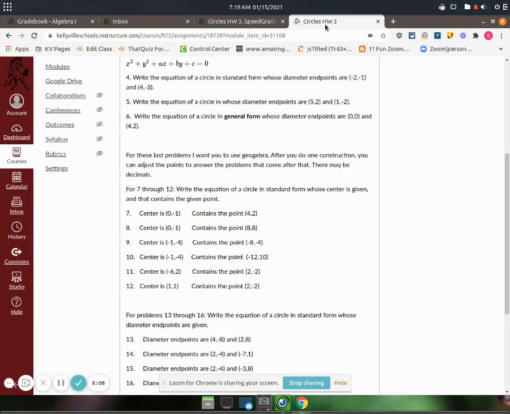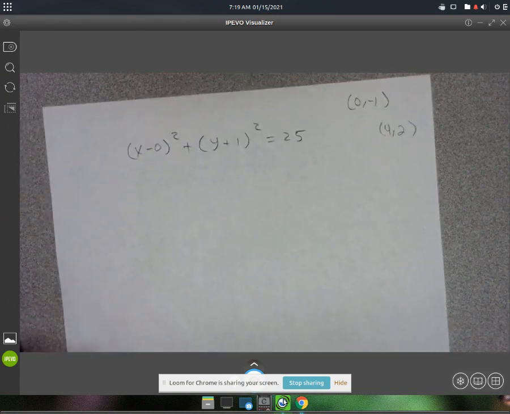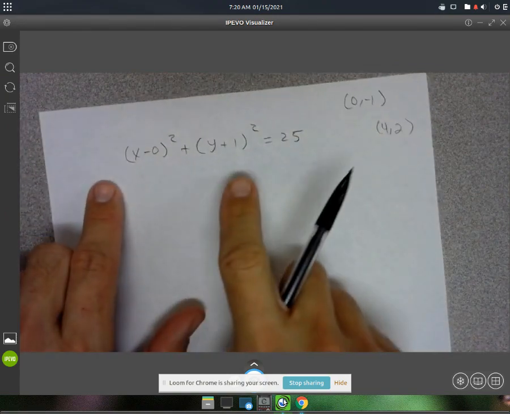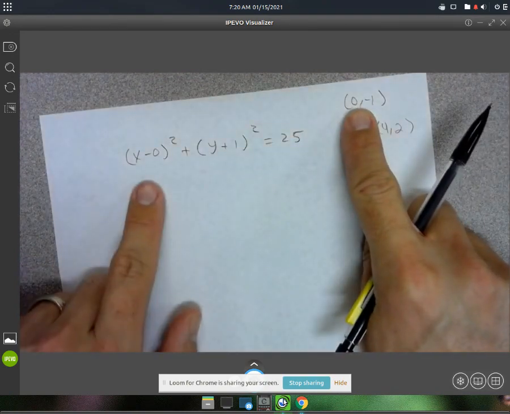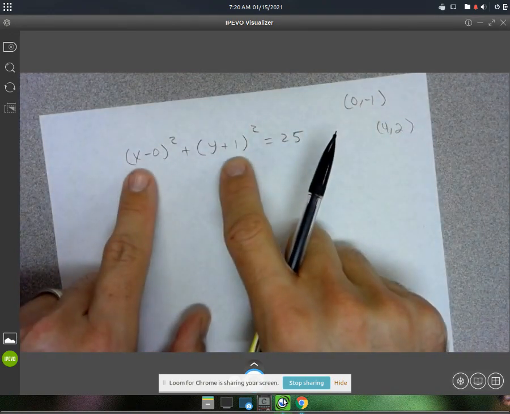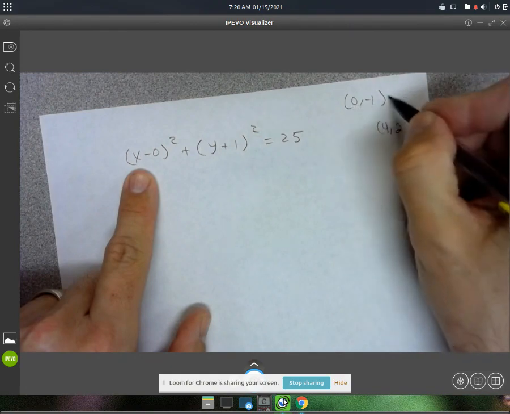It was supposed to have a center of (0, -1), and it's supposed to contain the point (4, 2). When it says contains the point, I should have been more specific. What that means is that (4, 2) is actually on the circumference of the circle. It could mean two different things. All right. Center is (0, -1). Yes, it is. Good. Okay, that works out.